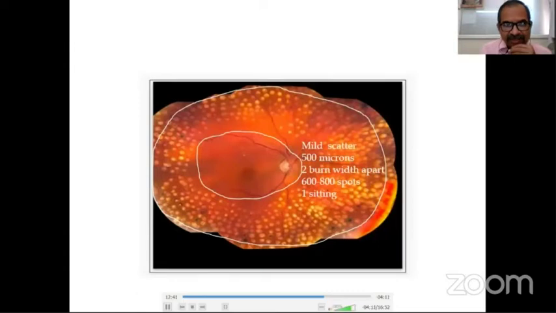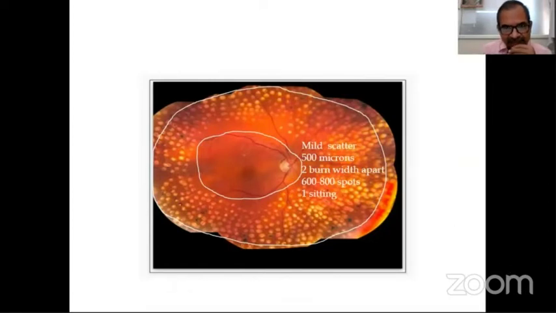This is the picture showing a fundus photo with laser burns. And also the parameters of the laser burns are important. This is a scatter laser burn where the power of the laser burn is approximately 150 to 200 milliwatts, and 500 microns is the spot size. One more thing you must know is the relationship between the spot size and the power.